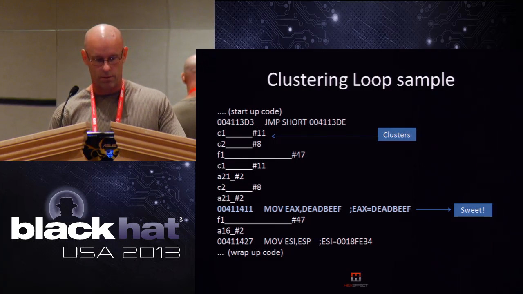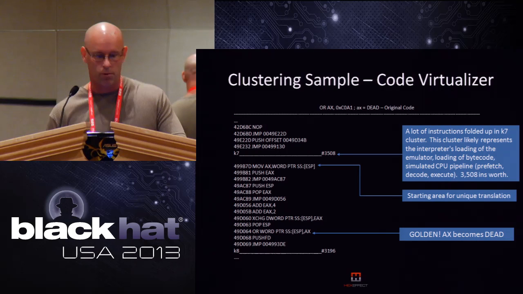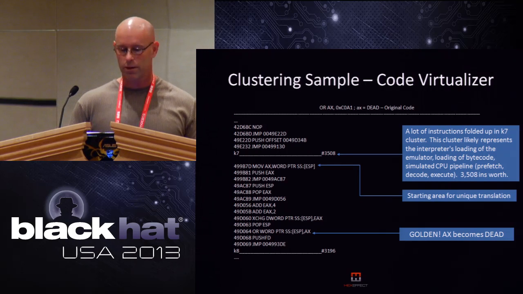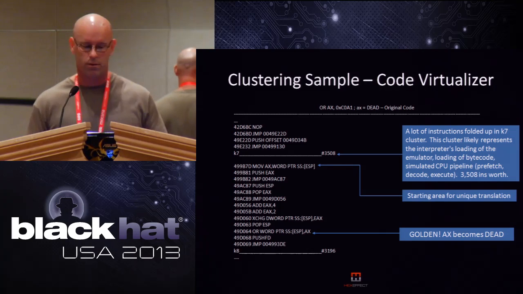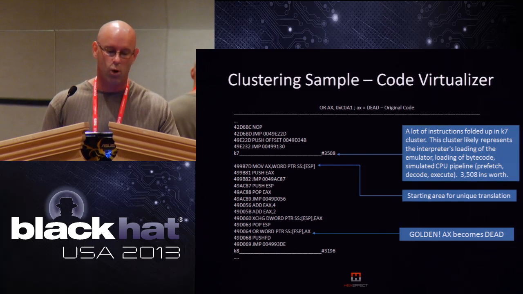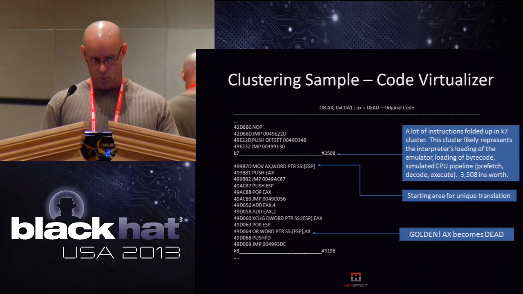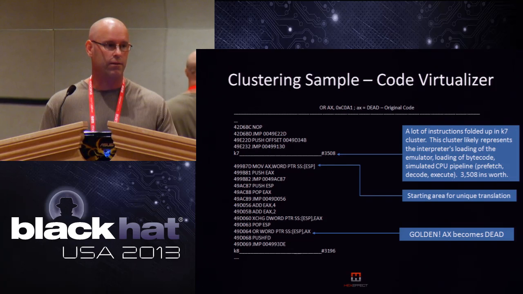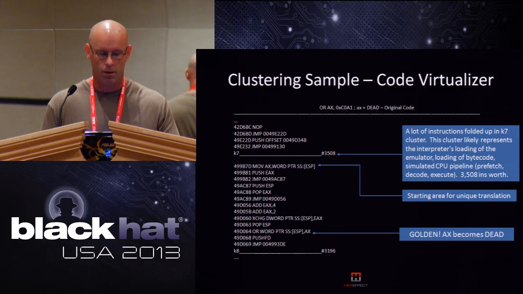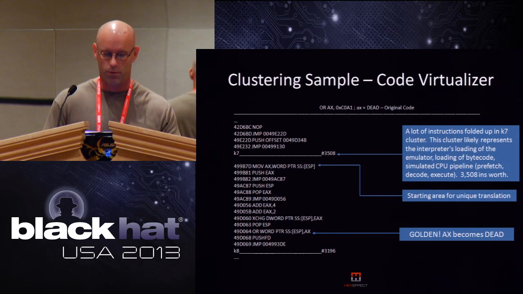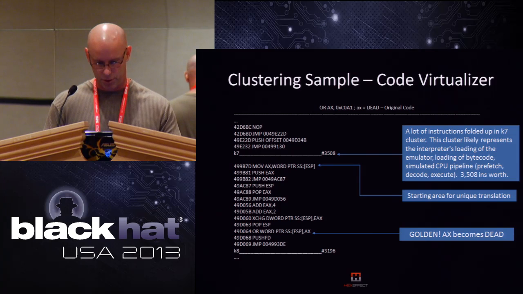Then I said, okay, it's time for something a little more interesting. So I wrote about 30 or 40 different assembly instructions. Here's one of them, called OR AX, C0A1. The idea is whatever's in the AX, when it does this operation, it'll become dead. It's easy to debug. When I ran it through CodeVirtualizer, I can't even remember how many instructions it generated, but you can see that it clustered K7 and K8.